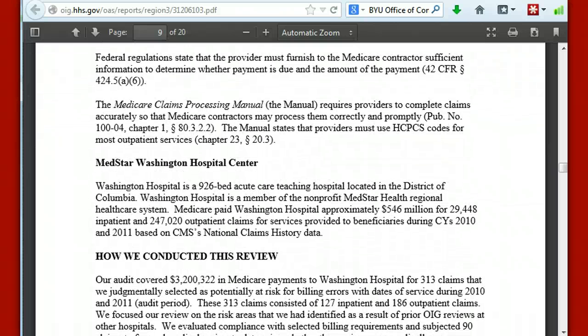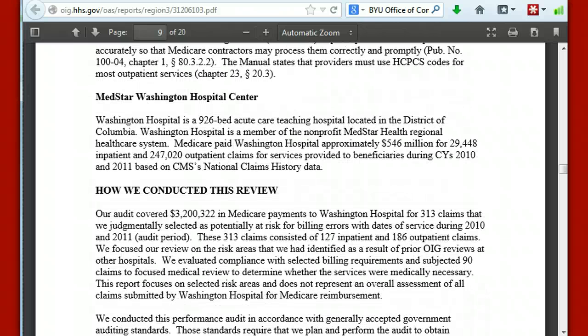And continuing on with all of their background, this is a full report. They talk about this hospital, which is a 900-bed acute care teaching hospital in Washington, D.C., and how they conducted the review. It looks like they, again, did the data mining, the data review.